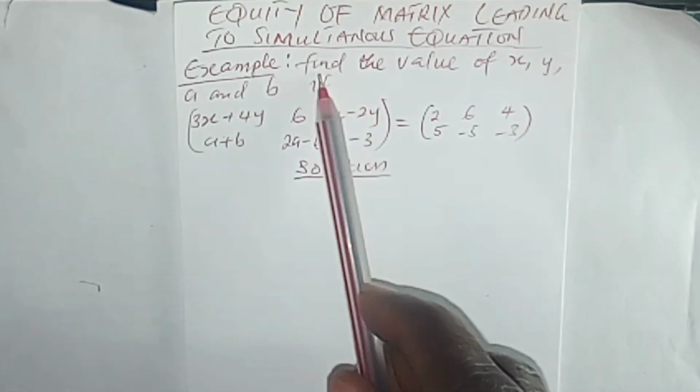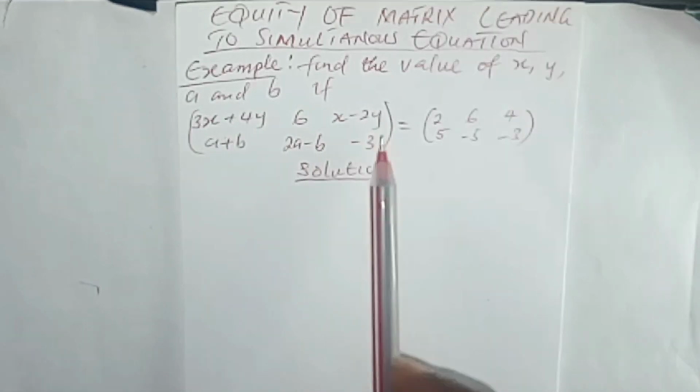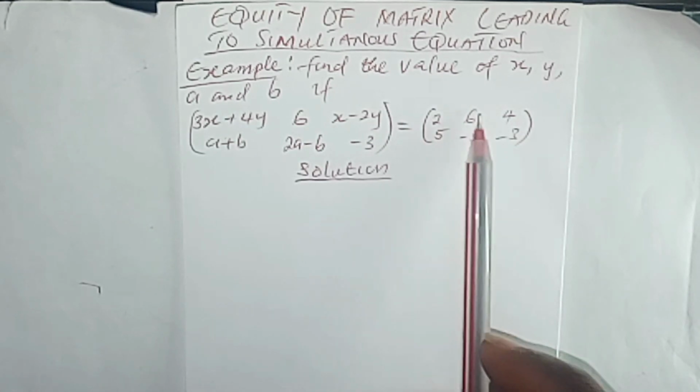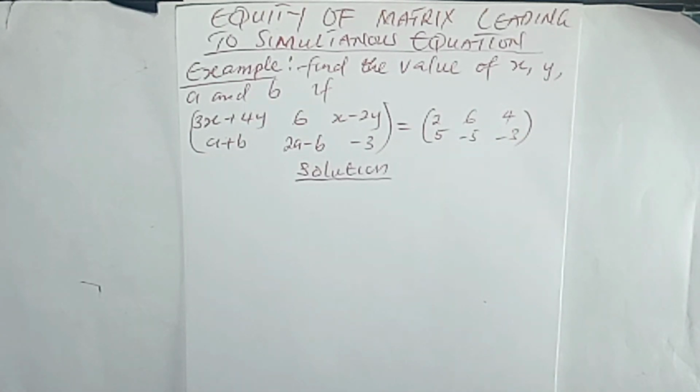So, example: find the values of x, y, a and b if the matrix [3x + 4y, a + b; 6, 2a - b] and the matrix [x - 2y, -3; ...] are equal, that is, the matrix [2, 4; 6, -5, 4, -3]. So now let's see how we solve them.